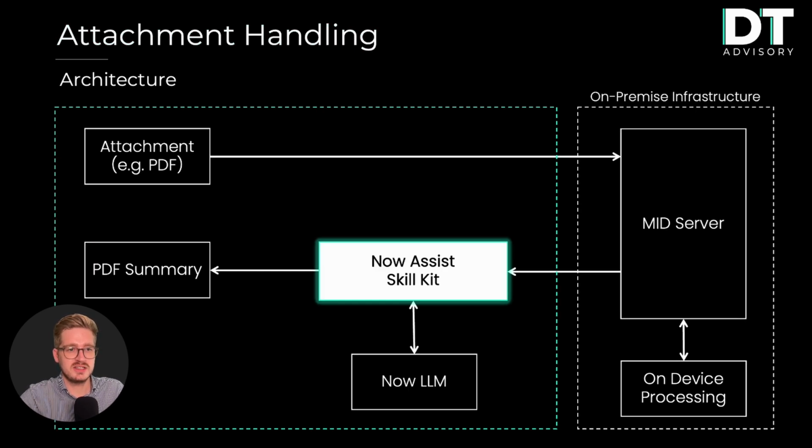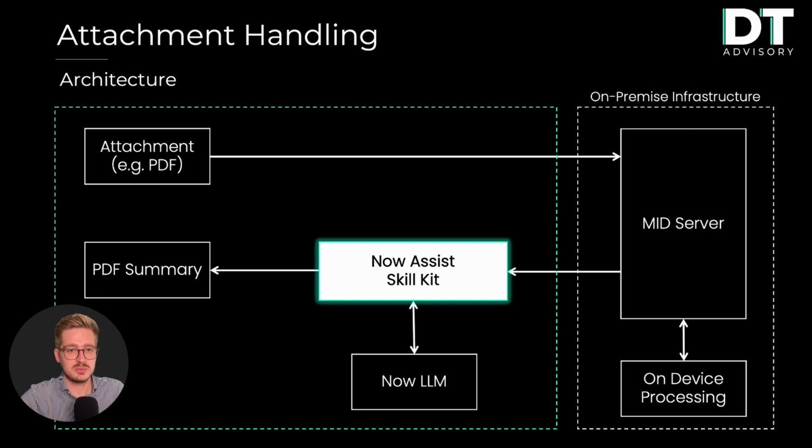In ServiceNow, we have an attachment, for instance, a PDF that we cannot process on the instance, but instead we're sending it via mid-server to our on-premise infrastructure. So for instance, at DT Advisory, we have our own infrastructure hosted in Switzerland that we built a processing script that runs on this infrastructure, and we have connected it to ServiceNow via mid-server. Once our script runs, we can extract the data and then send it back securely to ServiceNow, where we are then leveraging the Now Assist skill kit for GenAI.